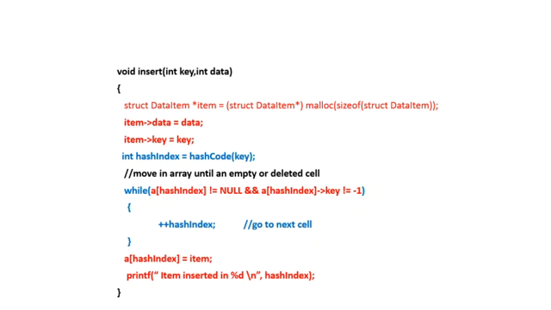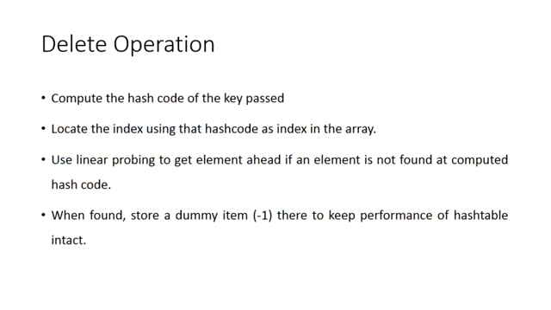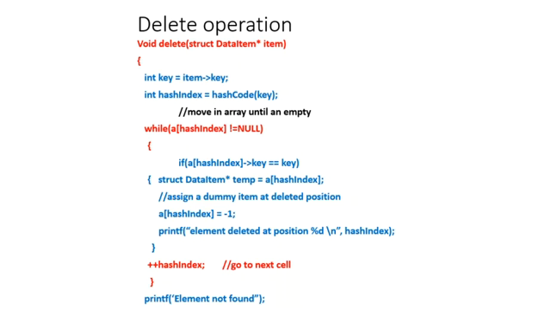The next operation is delete. The same thing will happen. We'll calculate the hash index and go to the particular location. If the element is found, we will delete it. Otherwise, we will increment the hash index to find the element to delete. You can see here, again, we calculate the hash index and put it in a while loop. We'll search for the hash index. When it is found, we'll delete it and reduce the hash index value one by one.